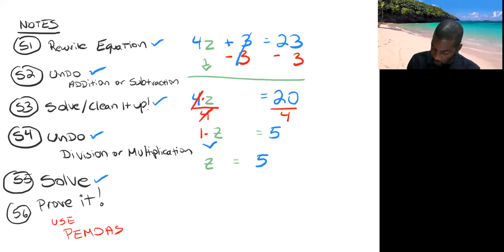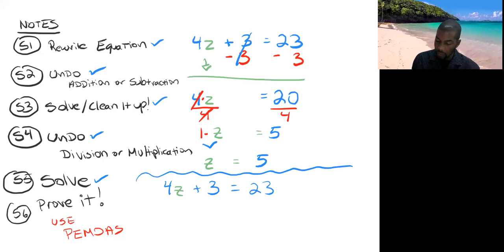So I'm going to rewrite the original equation down here. 4z plus 3 is equal to 23. This is the original equation. All I need to do is substitute the z for 5, or 5 for z, however you want to say it. 4 times 5 plus 3 equals 23. Is that true?